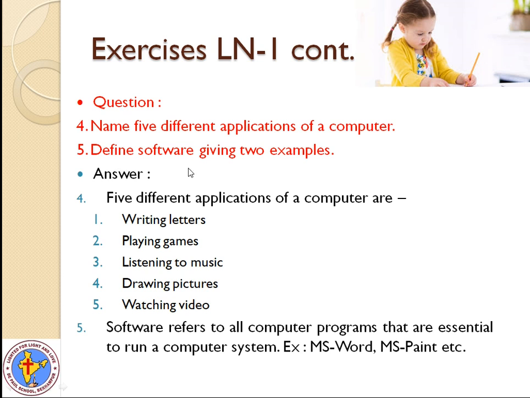Then the next question is: define software, giving 2 examples. So what do you mean by software, and give any 2 examples. Software refers to all the computer programs or set of instructions given to the computer to run the computer system. So you can write the answer: software refers to all computer programs that are essential to run a computer system. For example, MS Word, MS Paint, even you can write operating systems like Windows, Unix, Linux, all are software.